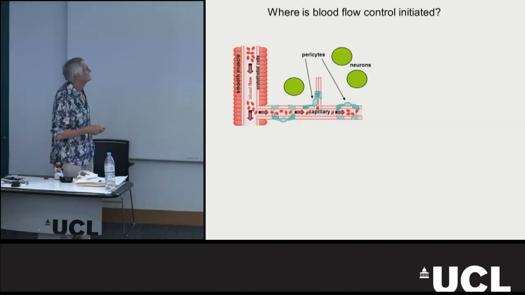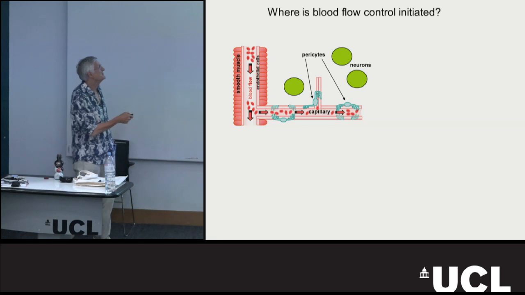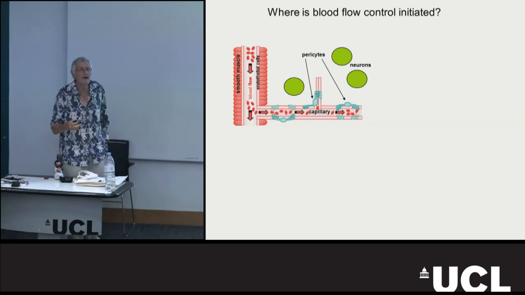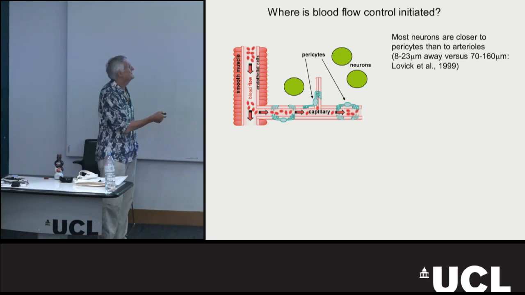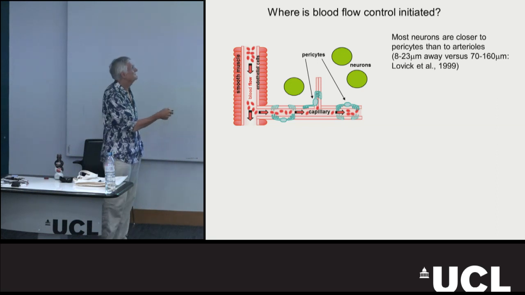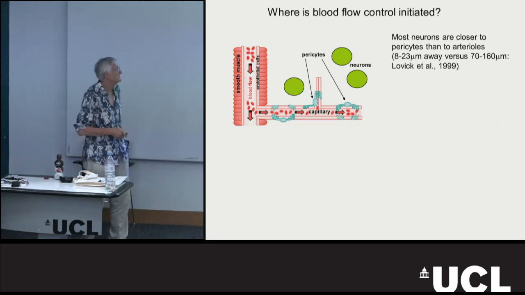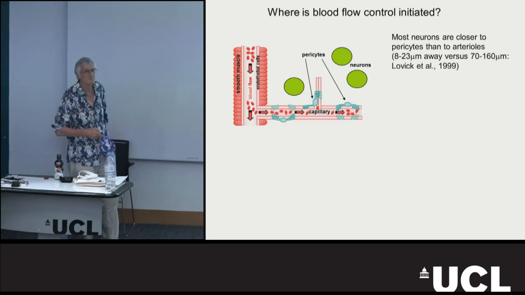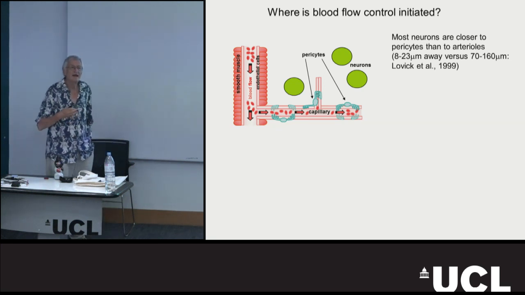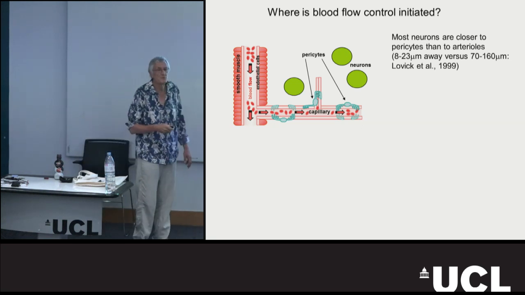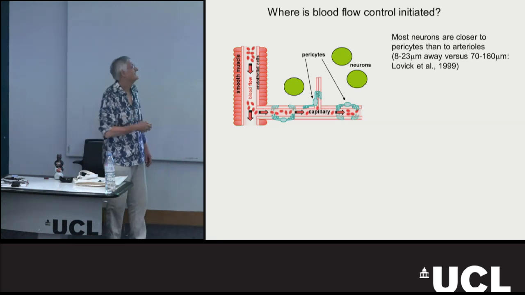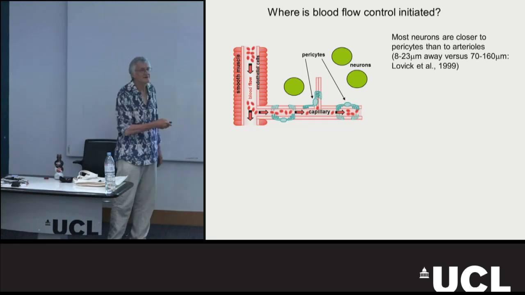Okay, so where is blood flow control initiated? Say you're a neuron and you want to think about something. How are you going to increase your local energy supply? Well, Thelma Lovick has shown, at least in hippocampus, that most neurons are closer to pericytes than they are to arterioles. They're about 15 microns away from pericytes, but about 100 microns away from arterioles. So if active neurons or their associated astrocytes release a diffusible messenger, it's going to reach pericytes first.